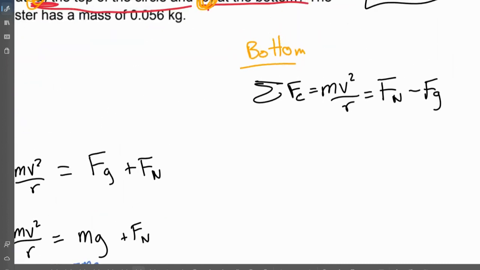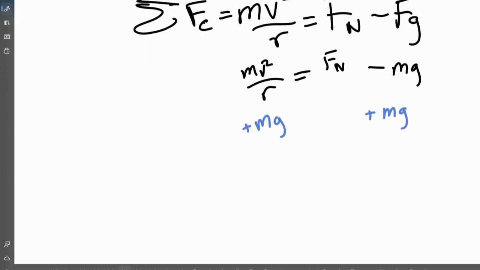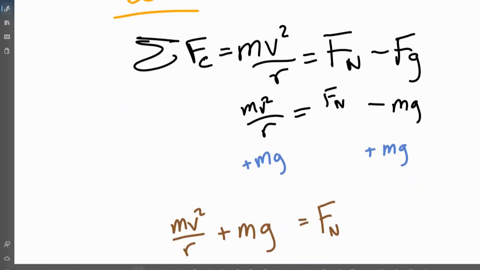But instead, if we're to do this at the bottom, right, this is minus mg. So mv squared over r equals Fn minus mg. We still can't cancel mass because it's not in every term. But now, instead of subtracting mg, we get to add mg to both sides. So this tells us that normal force will equal mv squared over r plus mg. Right? This is at the bottom.